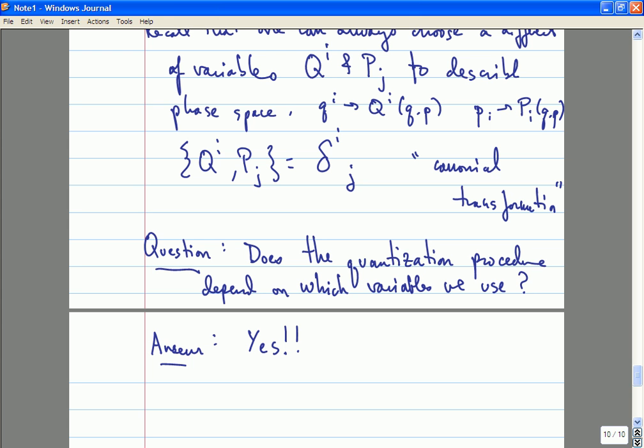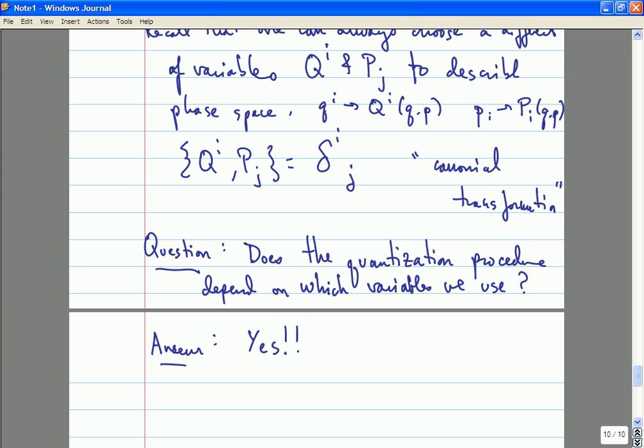There's a question over here. Yes, so I'm just confused about what you mean by quantization procedure. Like, is it just going to operators? That's an excellent question. So what do I mean by a quantization procedure?